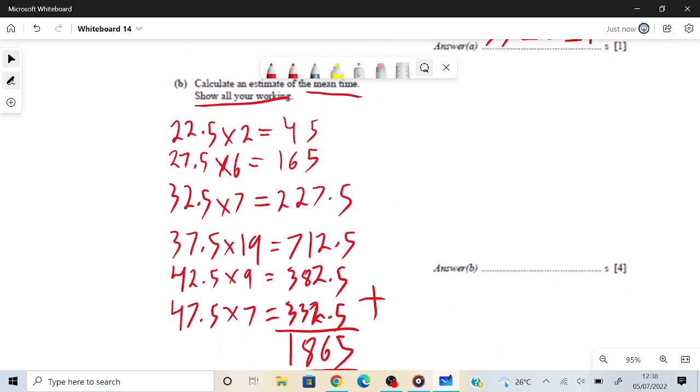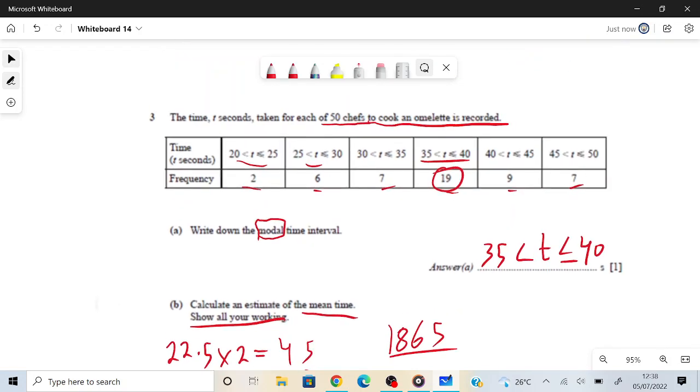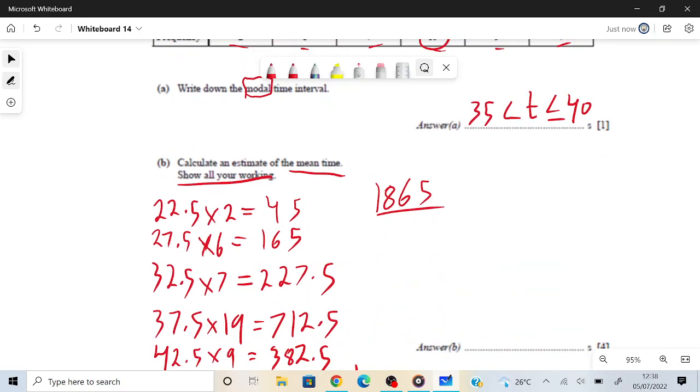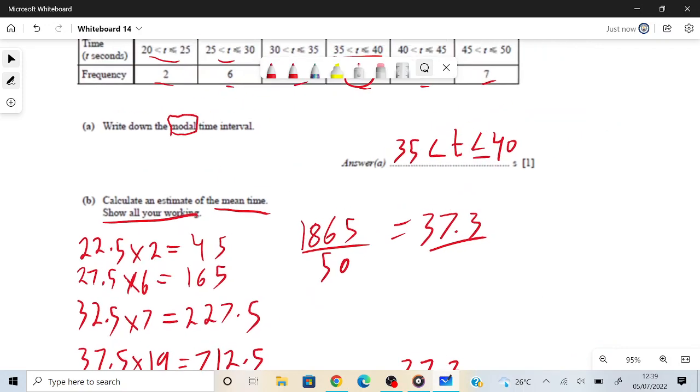Now what you have to do is divide this by the total frequency that they had given. I think it was 50. It said 50 chefs. Yep, 50. So you divide it by 50, and then doing this in your calculator, 1865 divided by 50 is 37.3, and that is your answer in seconds. 37.3 seconds. The unit is already given, so no need to write it again. And that is the answer for that question.